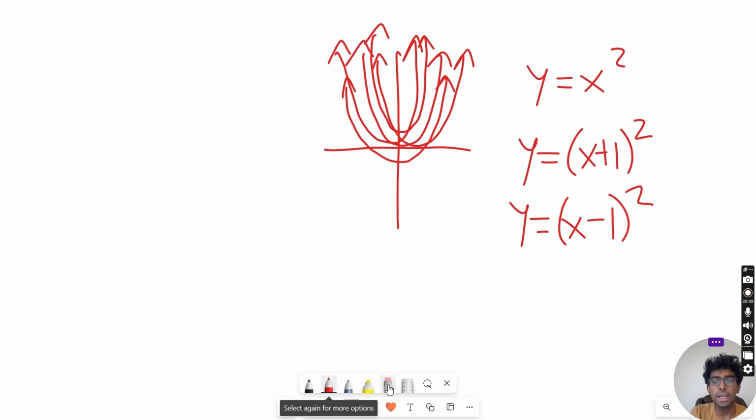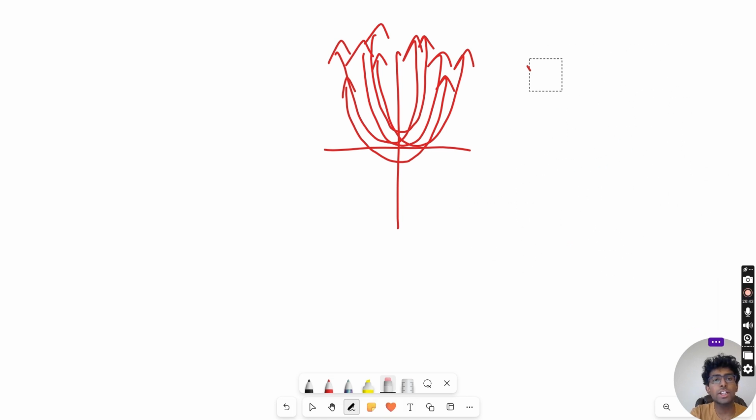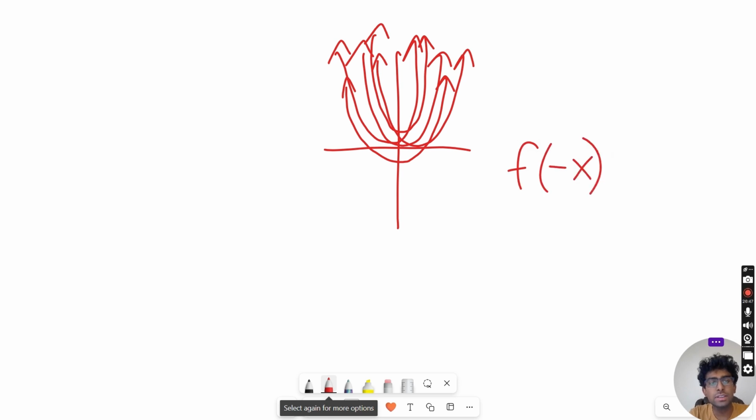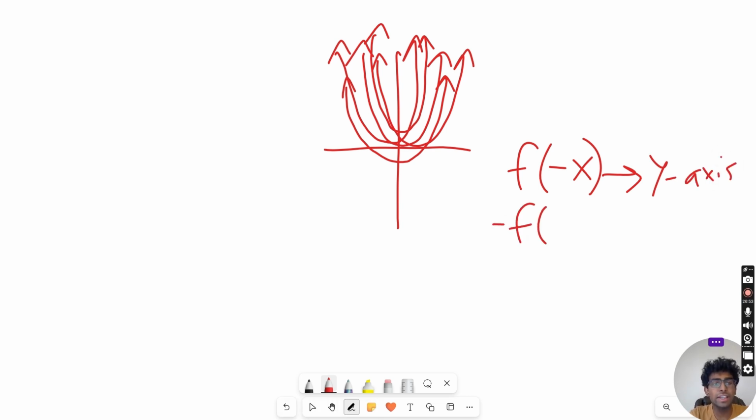That's important to know. And then reflections are also a big thing. Just to know for reflections, if you see f of negative x, that means you're reflecting over the y-axis. And if you see negative f of x, you're reflecting over the x-axis. So that's also important to know as well.